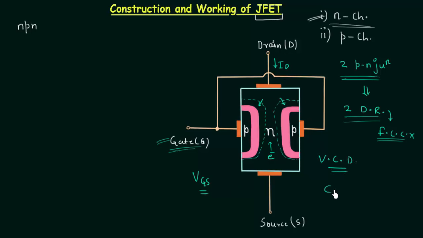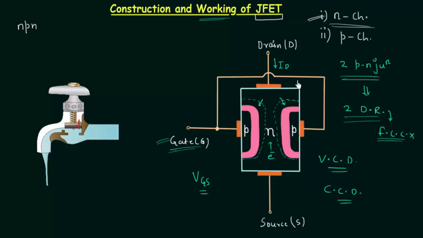BJT is a current controlled device. And if we talk about the working of BJT and the working of JFET, then the working of JFET is very easy to understand. The working of BJT is a little bit complicated as compared to the working of JFET. And from this explanation, you now have some idea about the working of JFET. But before moving to the complete explanation, I will first try to explain one simple analogy.